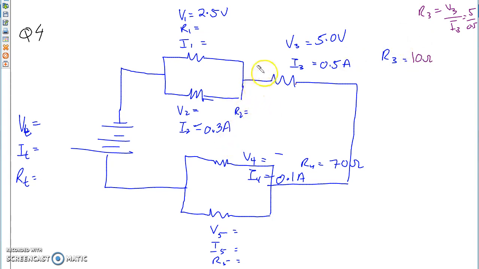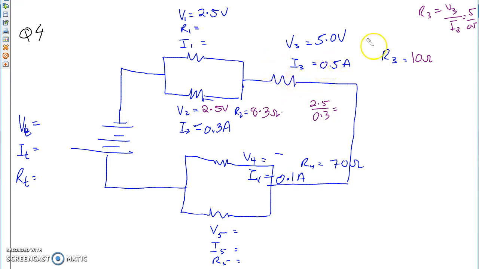Now, in terms of the circuit, this is a series circuit, but it has a couple of parallel sections to it. If this is 2.5 volts right here, this is also 2.5 volts because both of those are parallel to each other. Correct? So if this is 2.5, then R2 is going to be 2.5 divided by 0.3, which is 8.3 ohms right here.